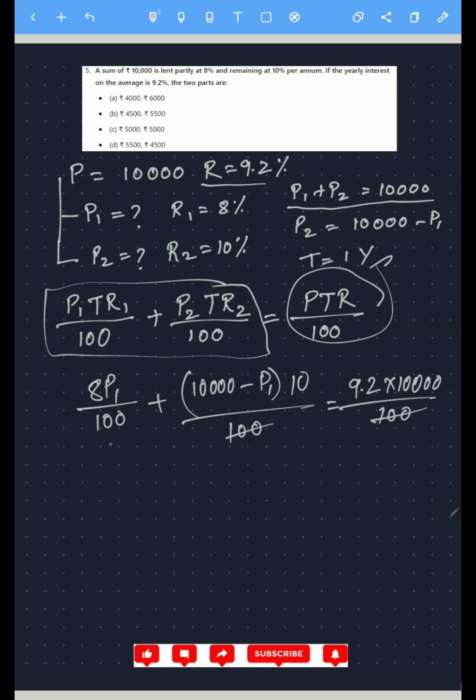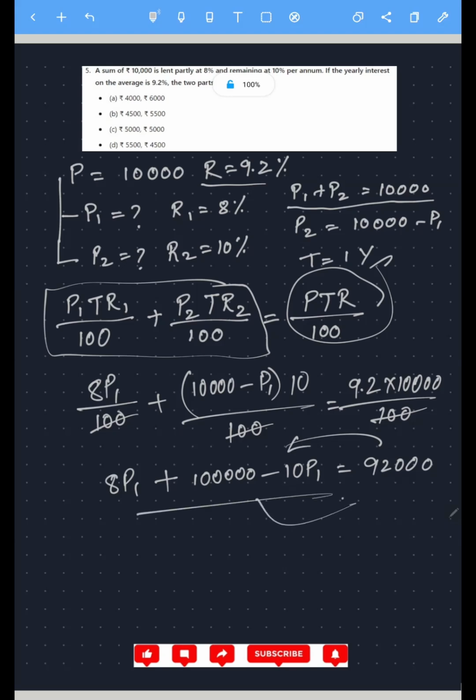The 100 gets cancelled on both the sides, and we have 8P1 plus 100,000 minus 10P1 equals 92,000. And we send the 92,000 here, and we send the two 10P1s on one side. That's what I'm trying to show.